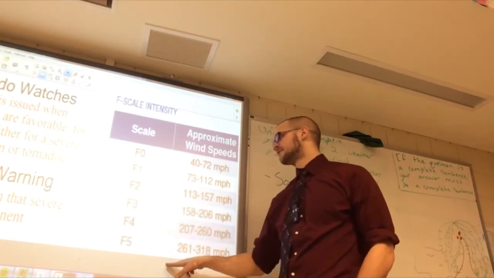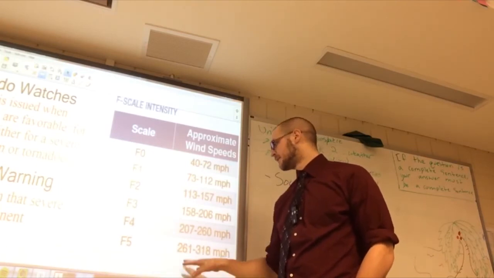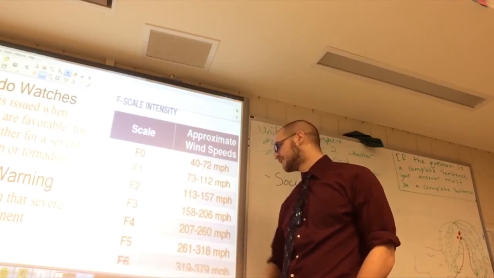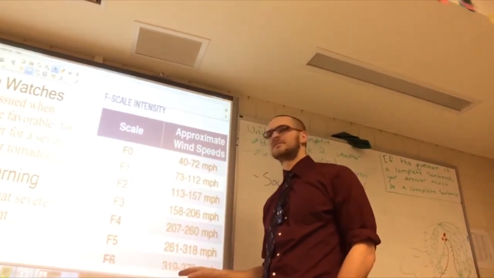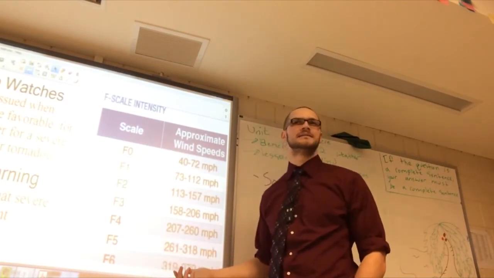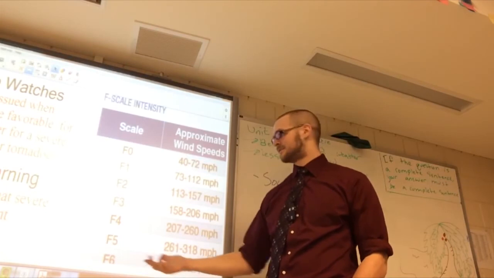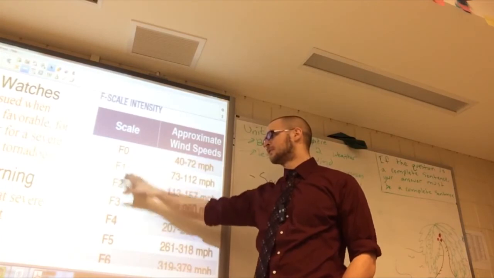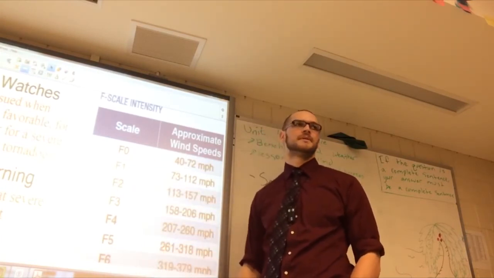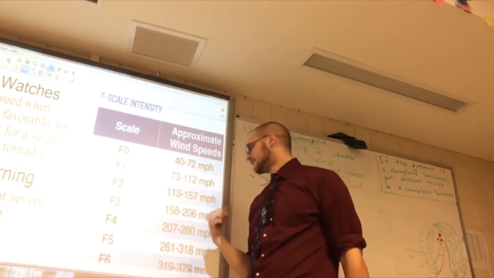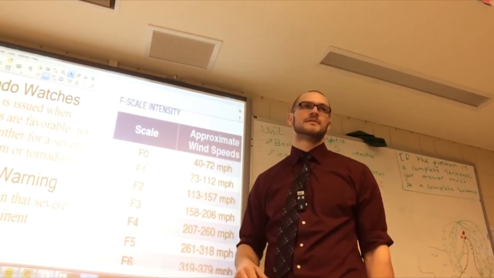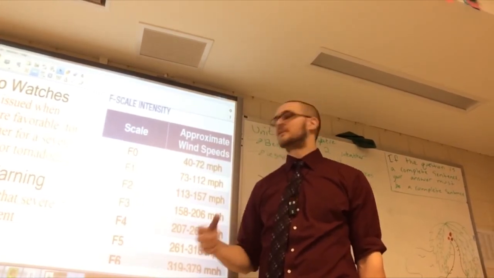Now, this chart that I found ends F5 at 318 and tells you that F6 is 319 to 379. I don't know why they said to 379. What is after 379, an F7? I don't know. Other charts that I found only go to F5 and say 261 plus, so there's a little bit of conflict there. I'd be interested to see if there are any F6 per year. There's probably one or two F5s per year.